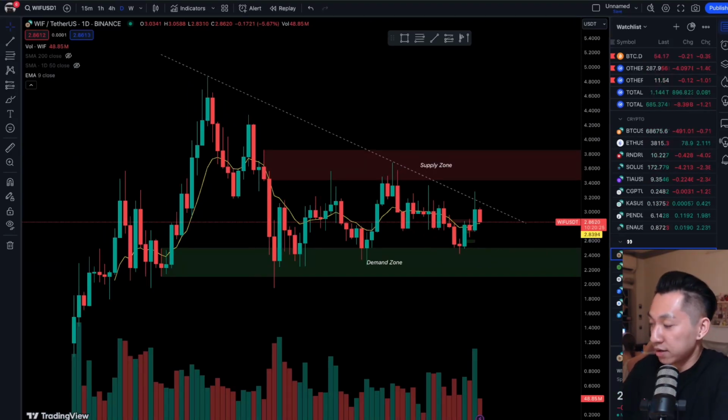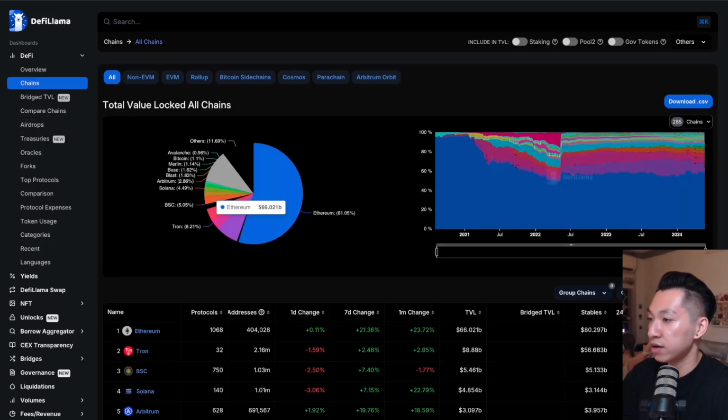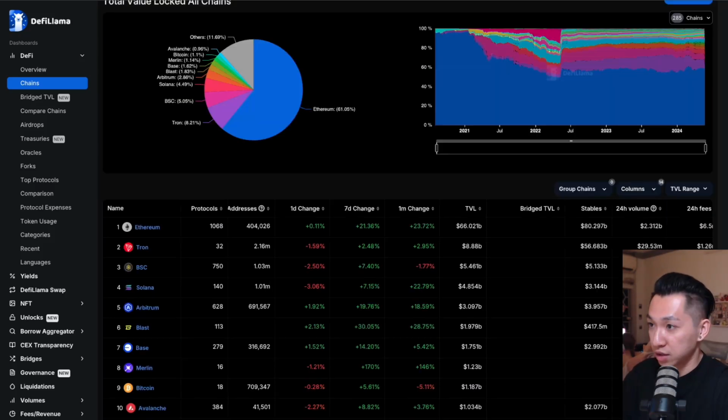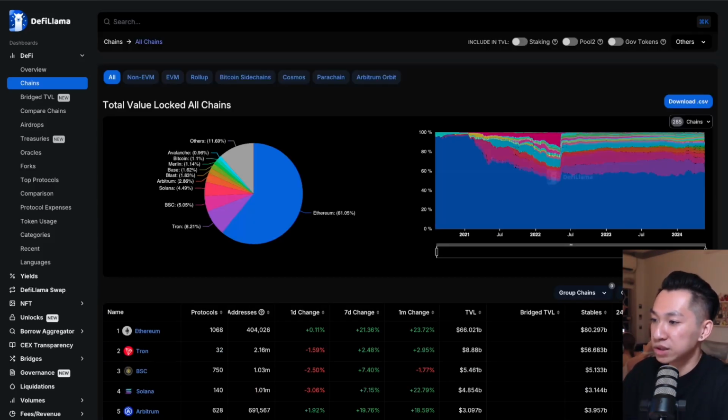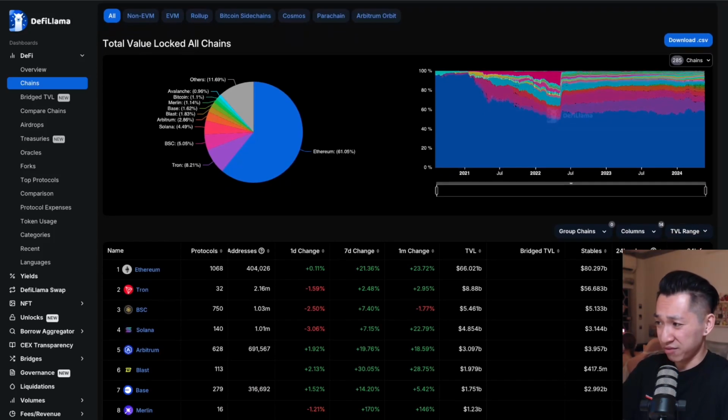Next one, we have DeFi Llama. Okay, here's DeFi Llama. So this is where you can find all the in-depth information and data about all the chains out there. For example, if you go to the Chains tab over here, here are all the chains that DeFi Llama is tracking information on. And right now, I think they're being ranked by TVL. Yep. So TVL is total value locked. That just pretty much means how much money is sitting on the chain right now. And of course, Ethereum has the highest total value locked.